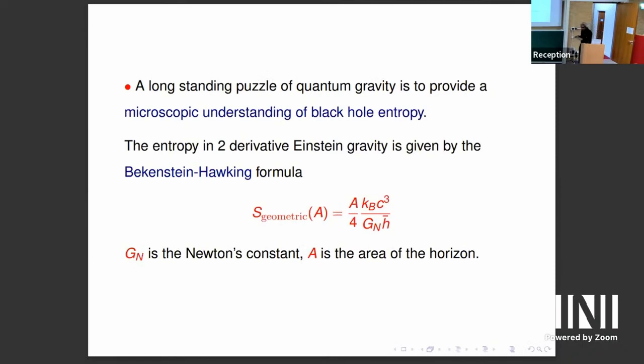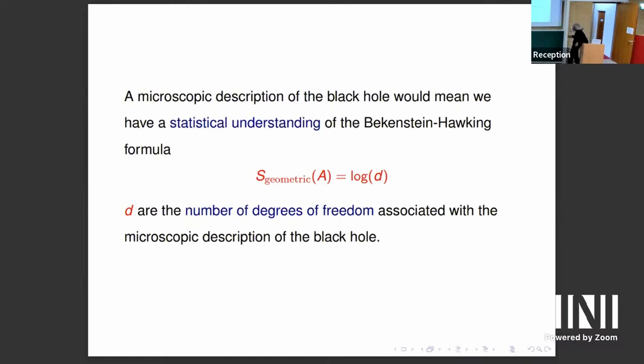A long-standing puzzle in quantum gravity is to provide a microscopic understanding of black hole entropy. We know, as Robert emphasized a couple of days ago, that in two-derivative Einstein gravity there's the Hawking-Bekenstein formula. There's an entropy associated with a black hole, which is proportional to the area. Here's the formula. A microscopic description of the black hole would mean that we have a statistical understanding of the Bekenstein entropy formula. That means there is some quantum system where you count the log of the degeneracy, and it agrees with the geometric formula of the area.